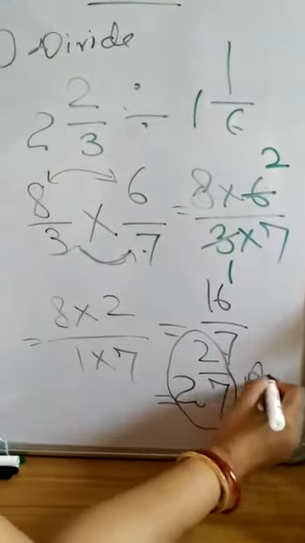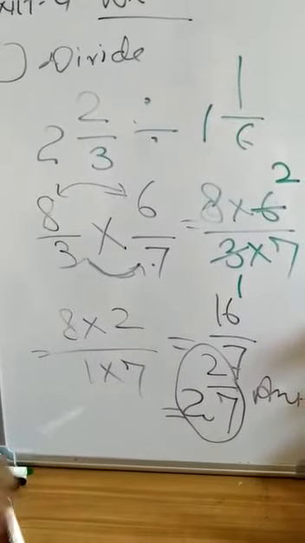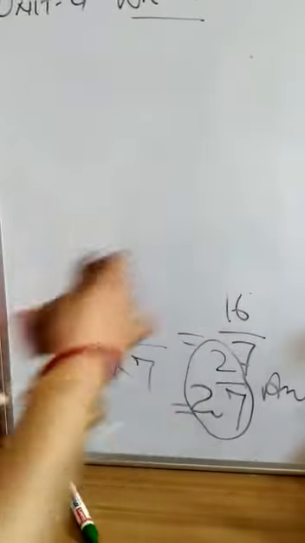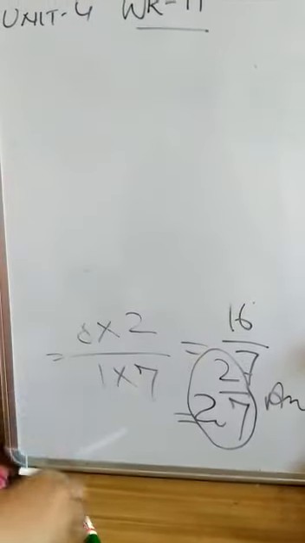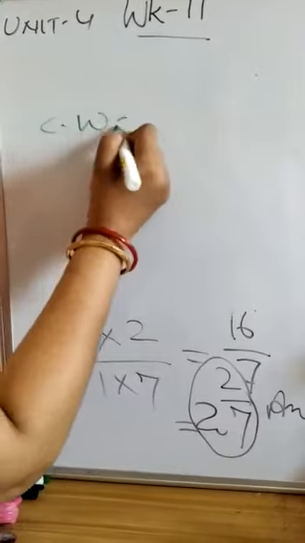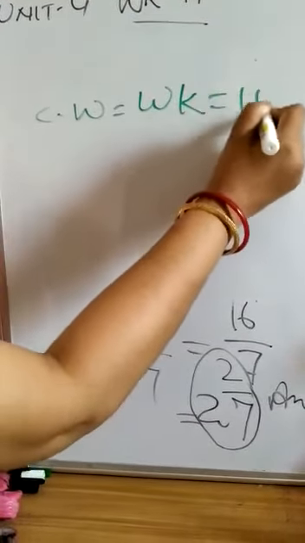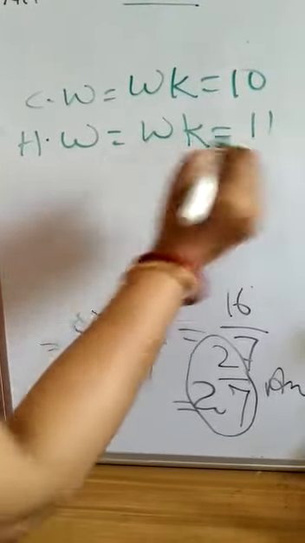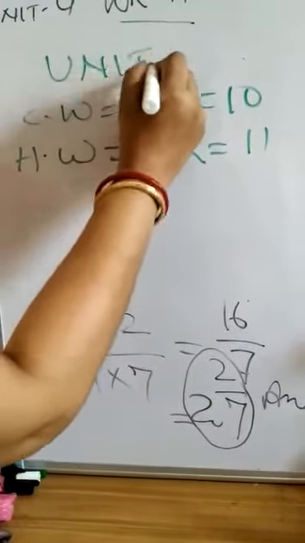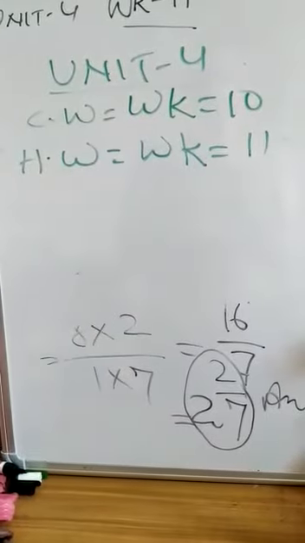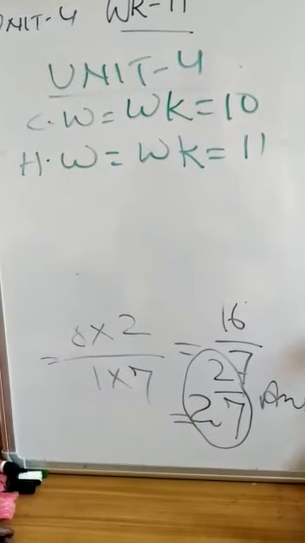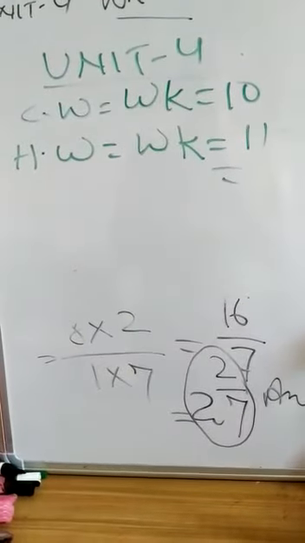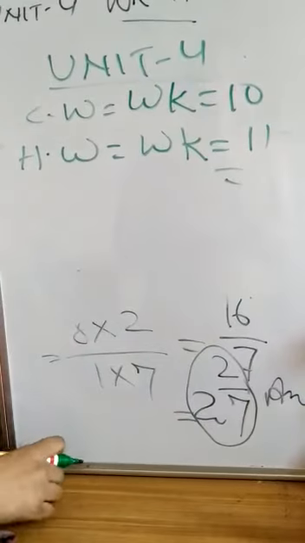This is the answer. So in this way children, what is your classwork? Your classwork is C work, you have to do worksheet number 10, and H work, you have to do worksheet number 11 of unit number 4. Okay children, so C work is worksheet number 10 and H work is worksheet number 11. If you have any problem, we will discuss in Cisco meeting or in WhatsApp.